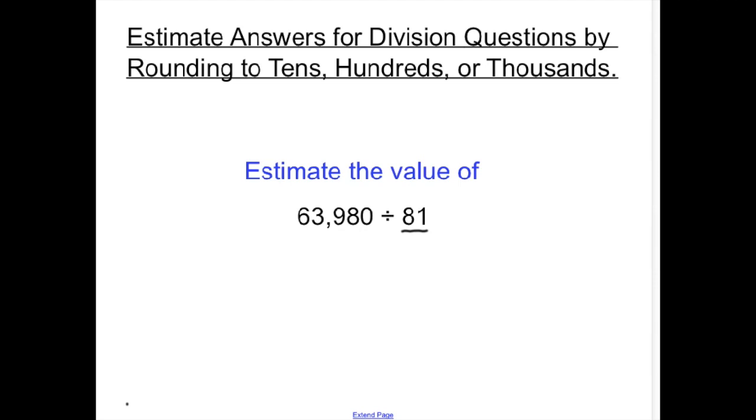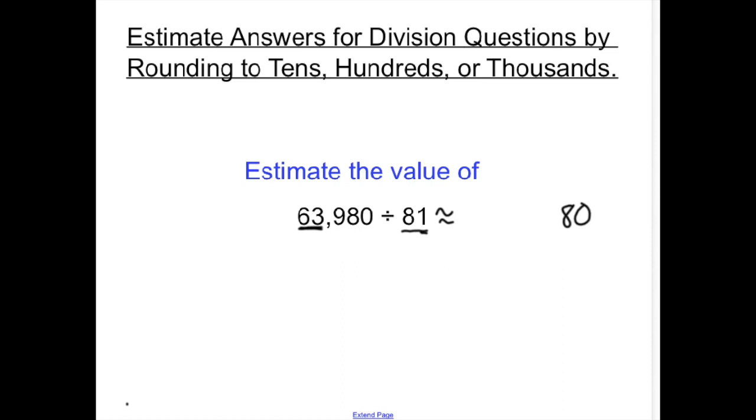We're going to take a look at the 1 in 81 to see how we should round this number. We're going to round it to 80 because 1 tells us to keep the tens place the same. We're now going to take a look at our dividend. In particular, we're looking at our first 2 digits.